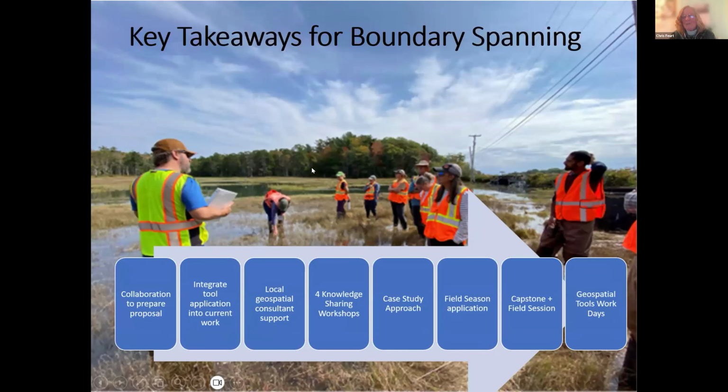Now, just a summary, and then we want to open it up to questions. What is it about this boundary spanning? What were the key takeaways?